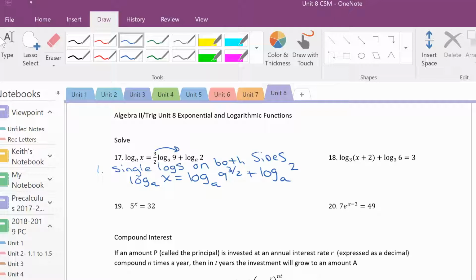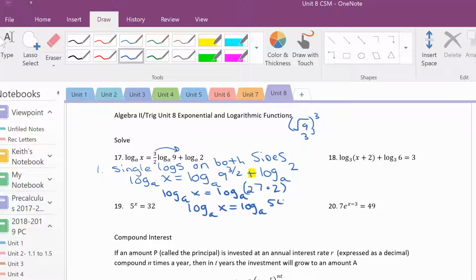Now the plus means we're going to multiply, so we get log base A of x equals log base A of 9 to the 3 halves. Well, remember that's the square root of 9 to the third, which means it's 3 to the third, which is 27, times 2. So log base A of x equals log base A of 54, so x equals 54.